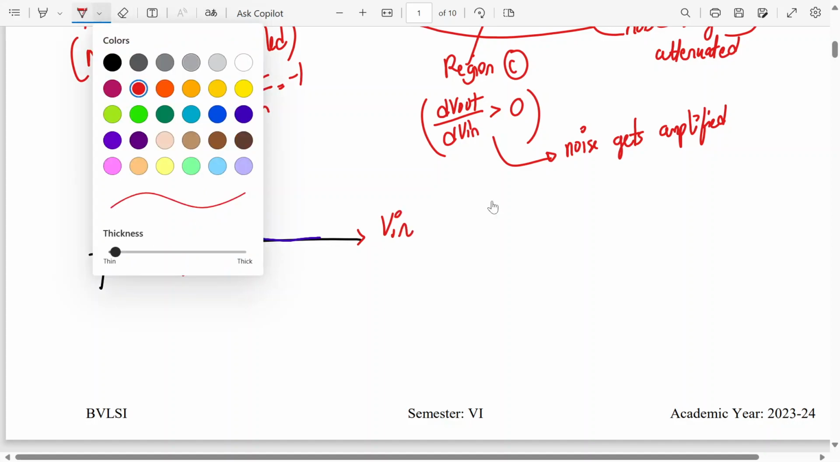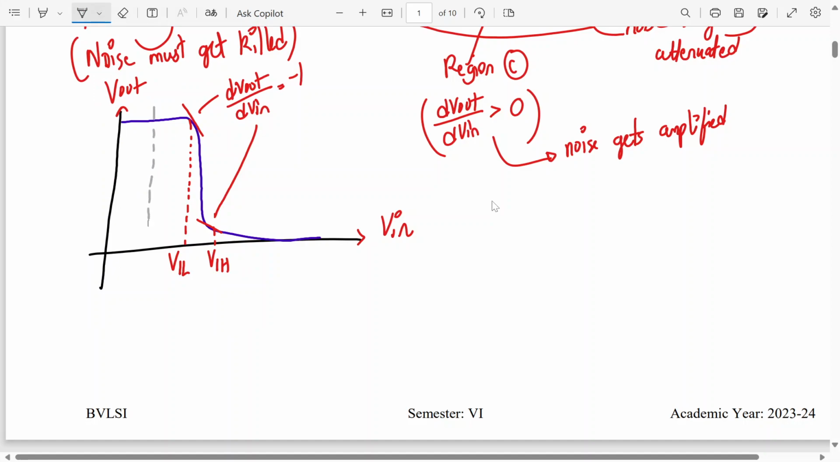Now there are two more added. So here it is 1, here it is 1, this is VTON, this is VDD plus VTOP, this is VDD. So these are the boundaries. So this is region A, B. Between VIH and VIL it should not fall. So this is region C. Okay, VIH to VDD plus VTOP, region D, and then VDD plus VTOP to VDD, it is region E. Okay, so now the new noise margin will be according to this.